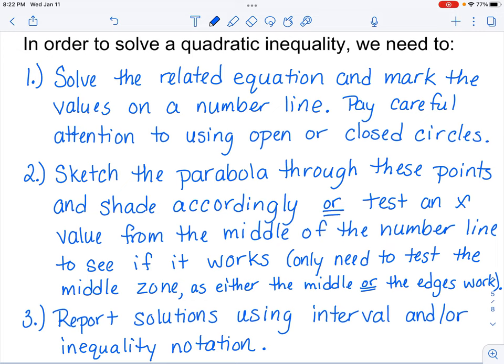Okay? And then step 3 is we're going to report the solutions using interval and/or inequality notation. So you'll see me working with both, but we want to start practicing getting used to interval notation at this point.